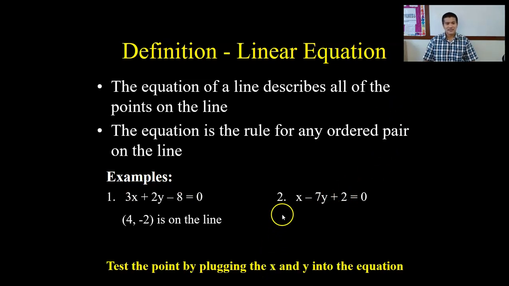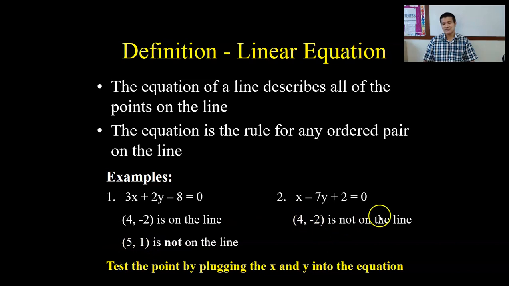So here, if you test a point by plugging in the values of x and y, it says that 4 and negative 2 is on the line of the equation, and then 5 and 1 is not on the line. Meaning the graph will not pass through 5 and 1. And 4 and 2 is not on the line, because 5 and 1 is on the equation x minus 7y plus 2 equals 0, so these two are the solutions for this equation.